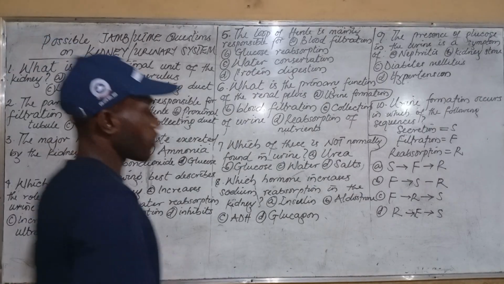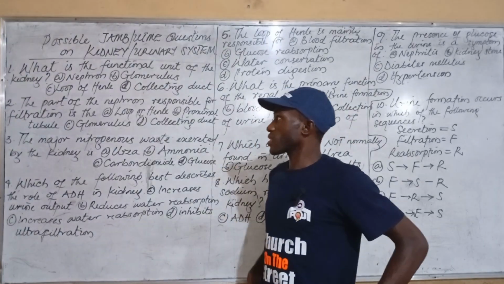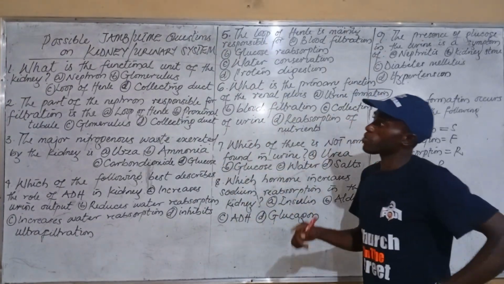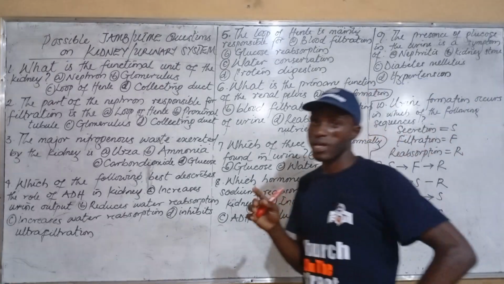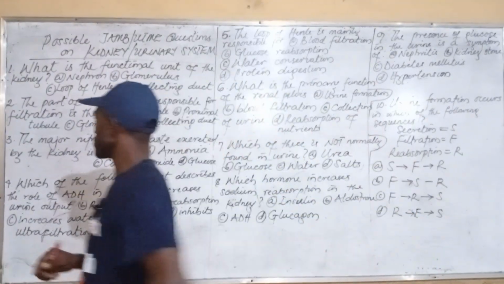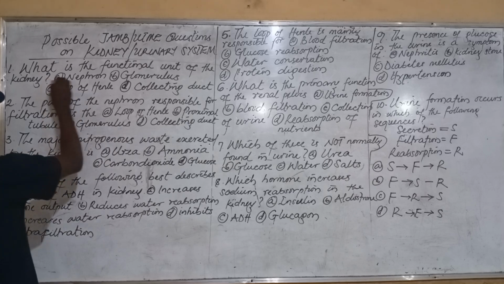Alright, following the video that I released on the urinary system and kidney, we're going to be seeing some 10 questions that you're likely to be asked in your UTME. And the first one is, what is the functional unit of the kidney? I did tell you in that video that the functional unit of the kidney is the nephron.